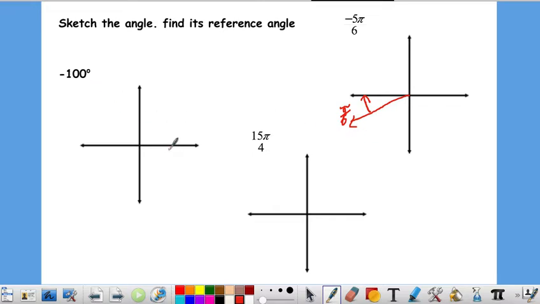For negative 100, pretty similar. Negative 100 is going to be somewhere up in here. Your reference angle here is 80 degrees because that's your shortest angle to the x-axis. For 15 pi over 4, 4 pi over 4 is here, 8 pi over 4 is back to where we started, 12 pi over 4 is here, and then 15 pi over 4 is 3 pi over 4 more, so something like this. Your reference angle is going to be pi over 4, because you are pi over 4 away from the x-axis.